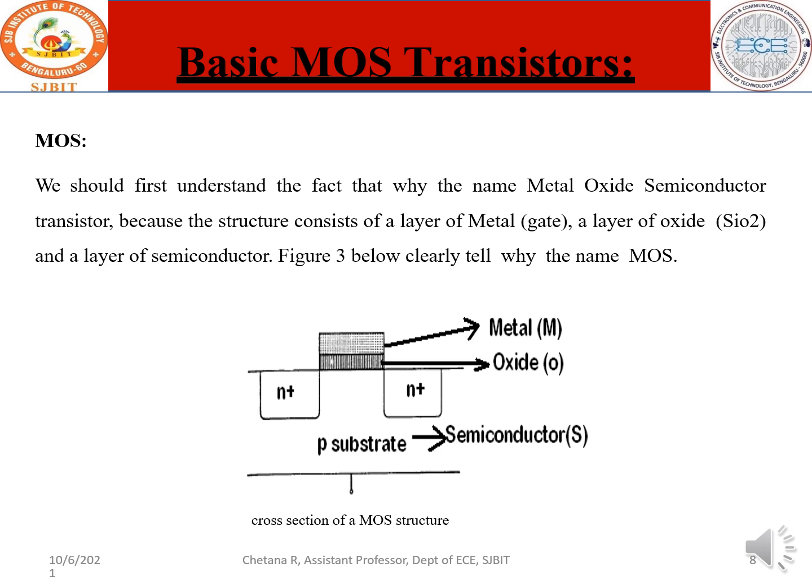So basically, what is a MOS transistor? We should first understand why the name metal oxide semiconductor. Please understand, metal, oxide, semiconductor: this is a layered structure. Initially you find the metal. Whatever metal you are using will be considered here. Next you have the oxide.